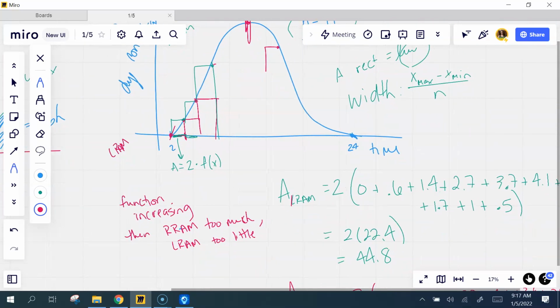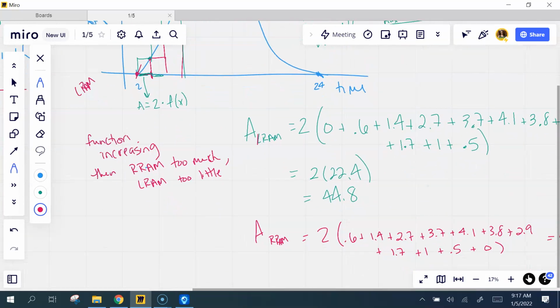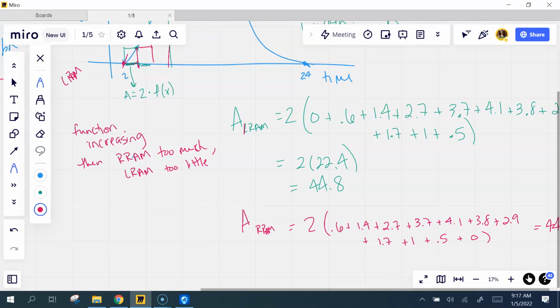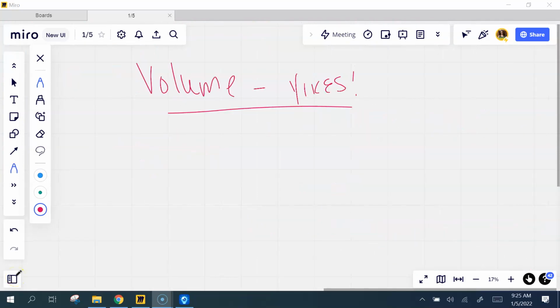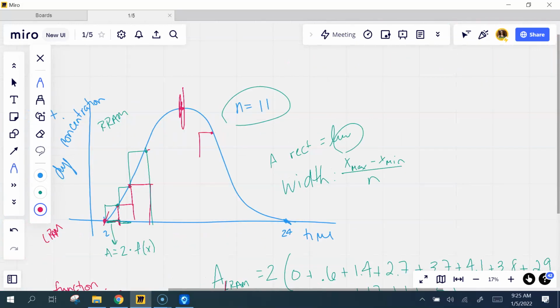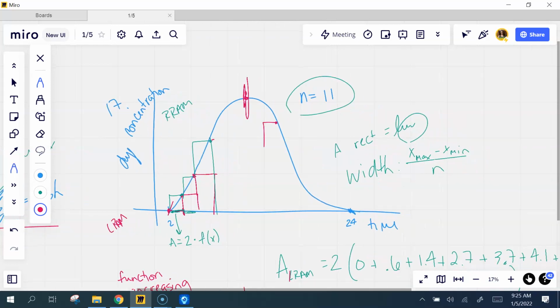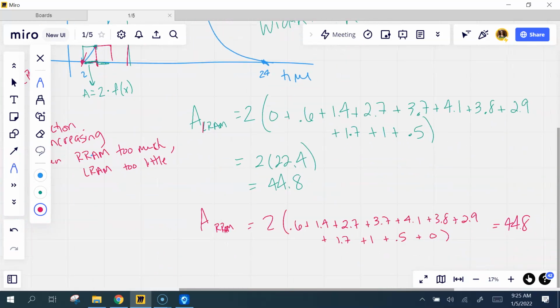All right, do you need just a second before we do volume? That was just a recap of prior. We never got the bottom of this. Yeah, you don't want to do the bottom of this one. We found area. We found the area under the curve here. 44.8.